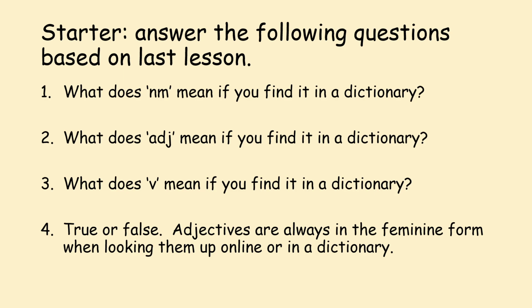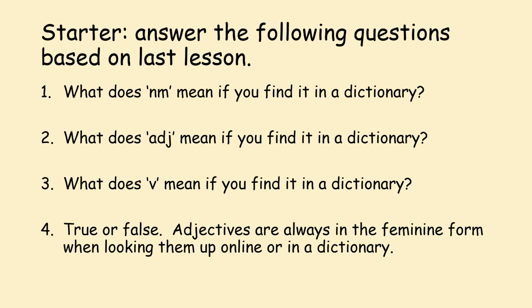There's no worksheet today, so make sure you've got a piece of paper or your exercise book to complete your answers. Our starter for today, you need to answer the following questions, and these are based on last lesson. So what does NM mean? What does ADJ mean? What does V mean? And a true or false question. Pause the video and come back when you've got your answers.